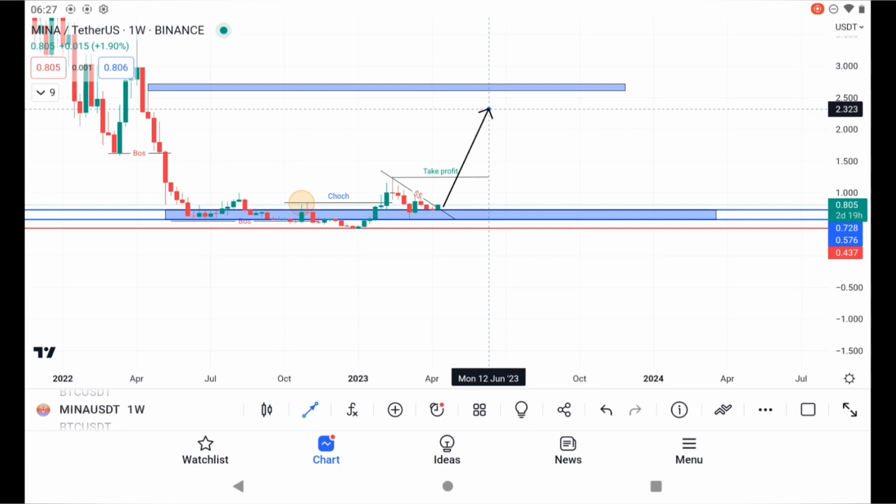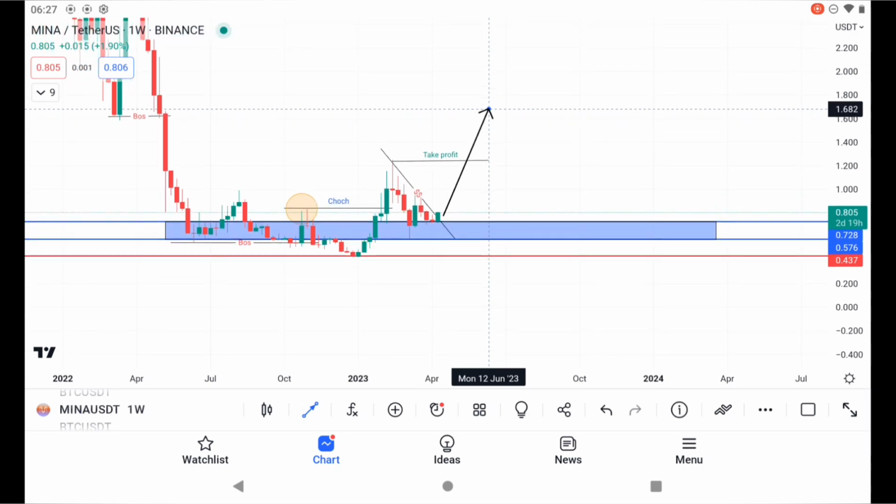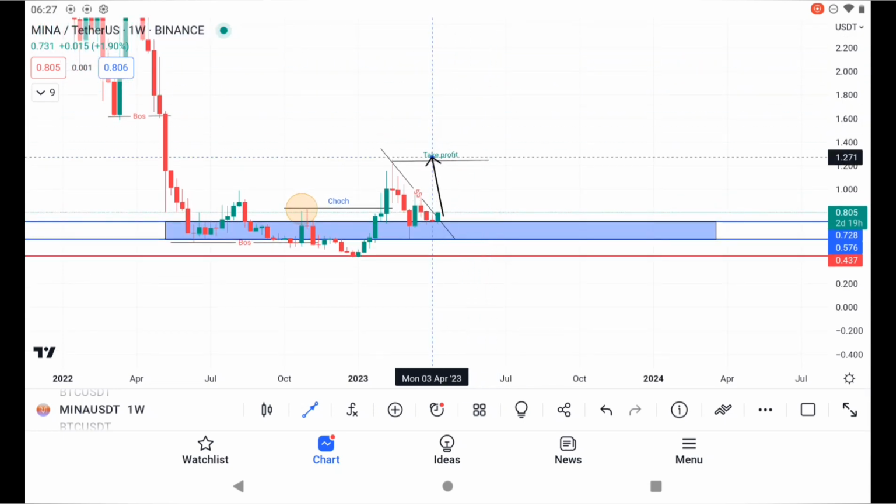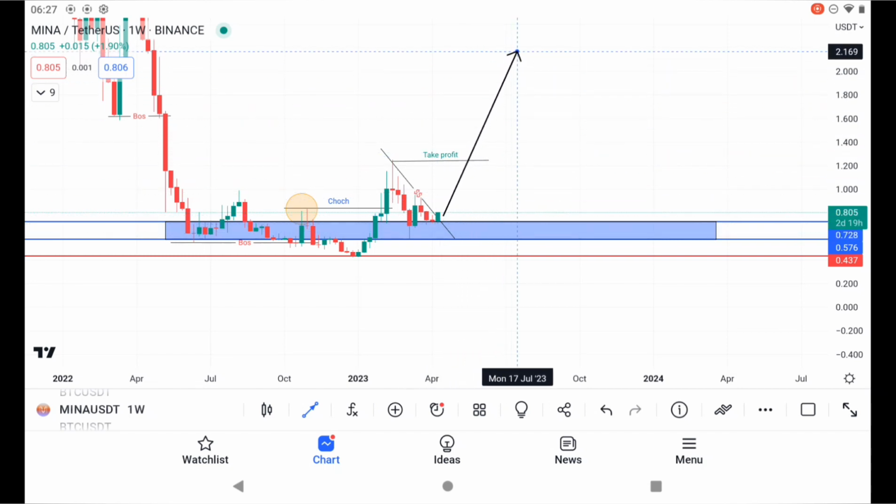I'm in for Mina USDT and I want to cash out as much profit as I can. If you're a spot trader, you can start your DCA from somewhere around here so that you can start buying at cheaper prices before price begins to go up.